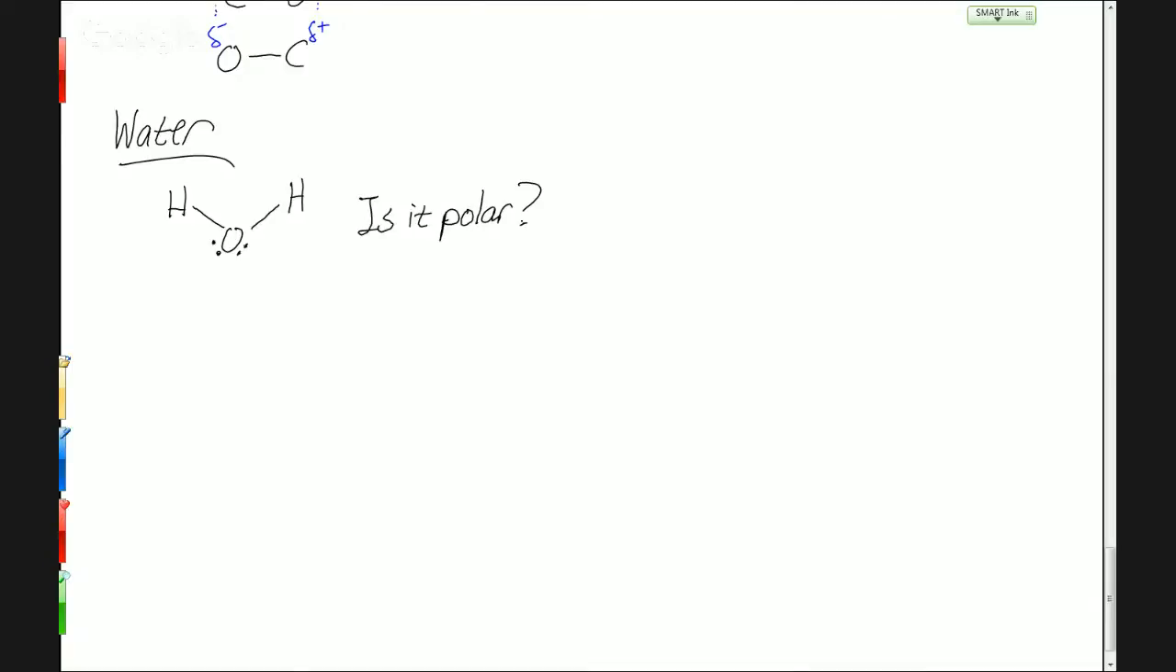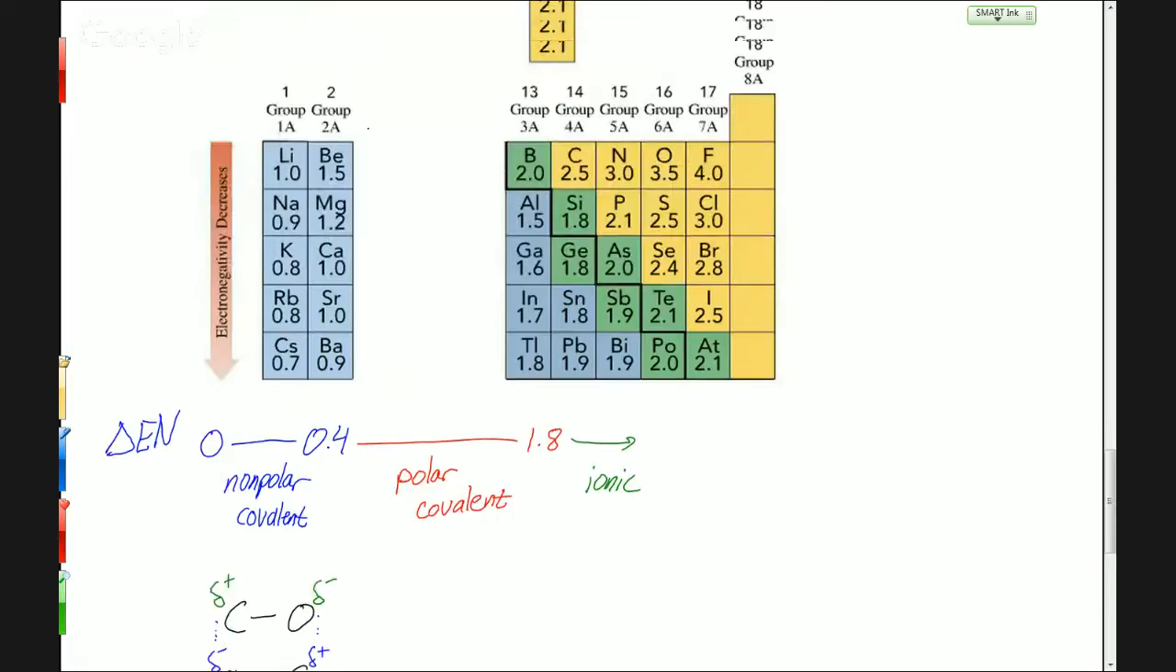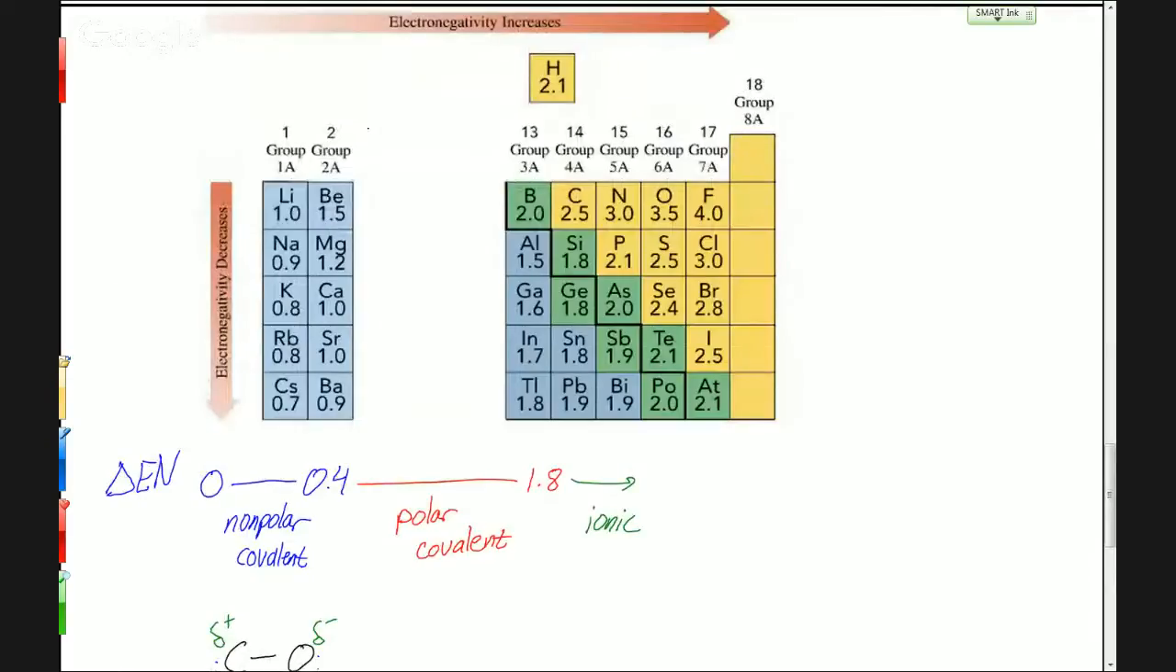So we've got an HO bond. Is that a polar bond? Let's go check. We look at this chart. Is an HO bond polar? What do you think? Yeah? Yeah, how do you know? You're right. But how did you know, just a guess?